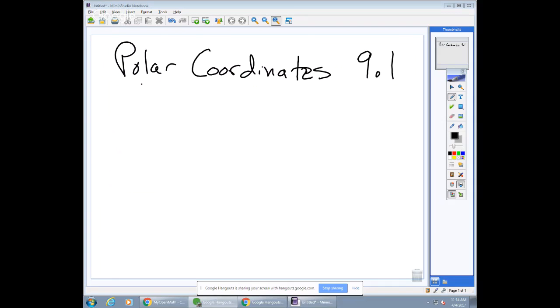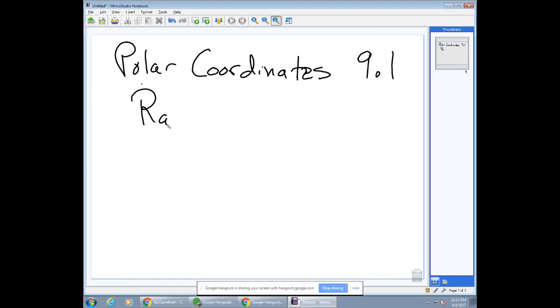Or 9 are on polar coordinates. So first we'll just do the algebra and geometry of polar coordinates today, and then we'll jump into the calculus of polar coordinates tomorrow. So polar coordinates, if you've never seen them before, is thinking about like a radar scope, how that works.